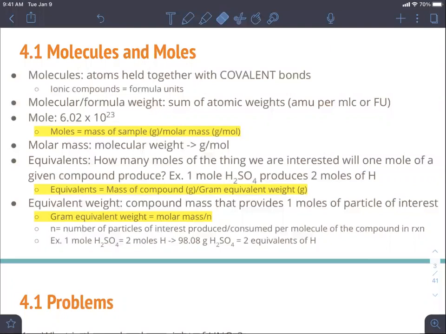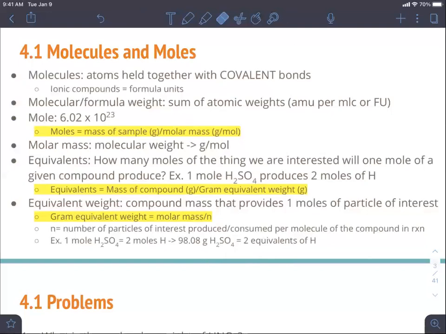So the equivalent weight is just the compound mass that provides 1 mole of the particle of interest. So it's just the molar mass of the compound divided by the number of particles of interest produced. For example, 1 mole of sulfuric acid produces 2 moles of hydrogen. And so for the gram equivalent weight, or the number of equivalents of hydrogen, you would need 98 grams of H2SO4 to produce 2 equivalents of hydrogen.